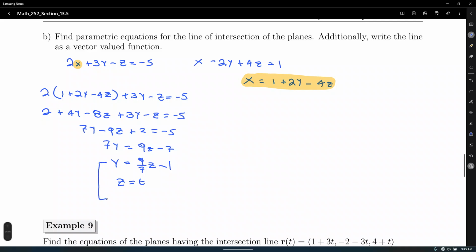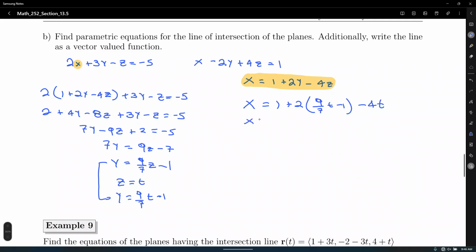That means from here y equals 9/7 t minus 1. So we already have the parametric equations for z and y. We just need to get those for x. Go back to the beginning, the one that we highlighted, and substitute your y in terms of t and your z in terms of t. That's going to give us x in terms of t. That's 1 plus 2 times y, which is 9/7 t minus 1, minus 4z, which in this case is simply t.